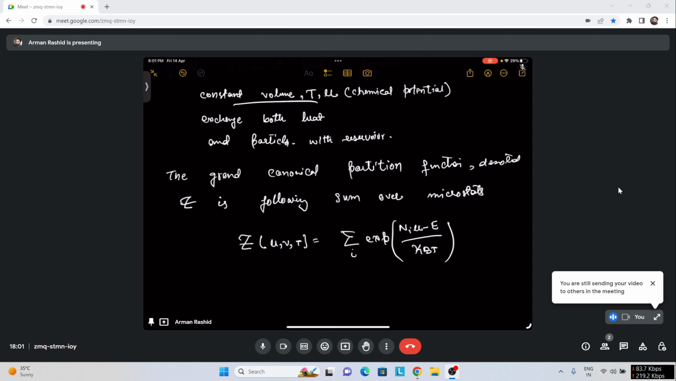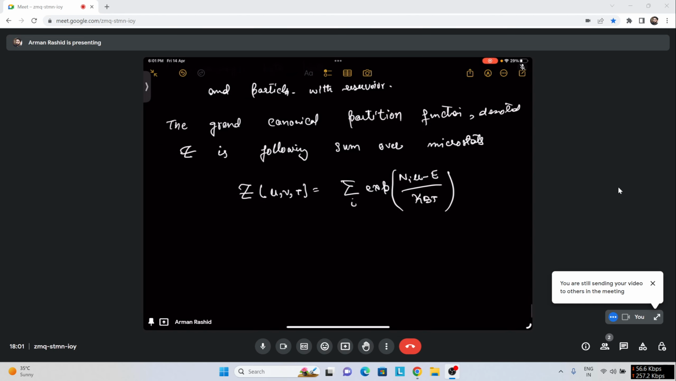Okay, here i constitutes a particular state, and n_i is the microstate that has n_i particles and energy e_i, that is distributed among the particles.